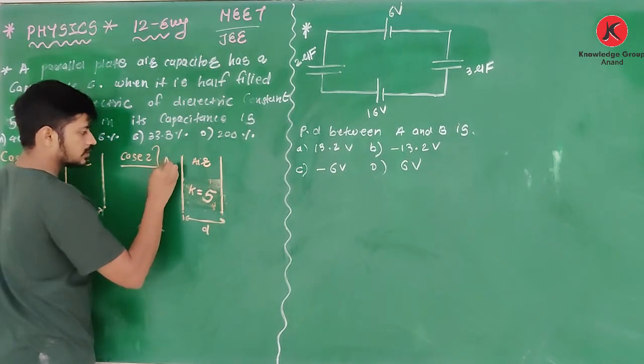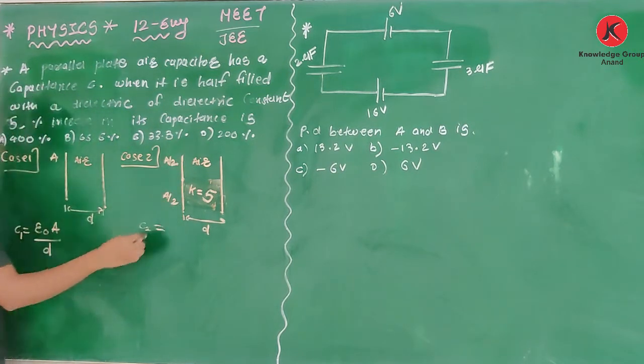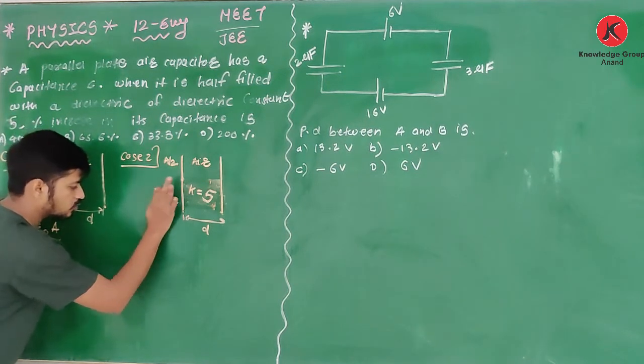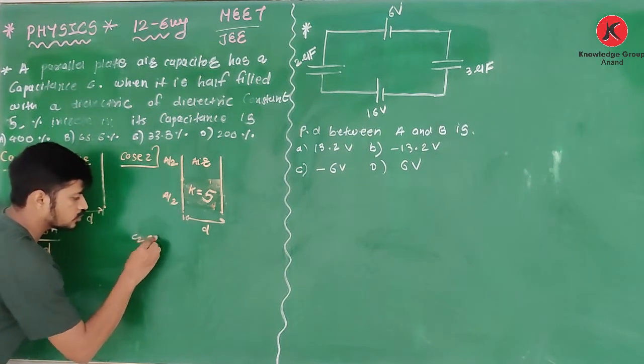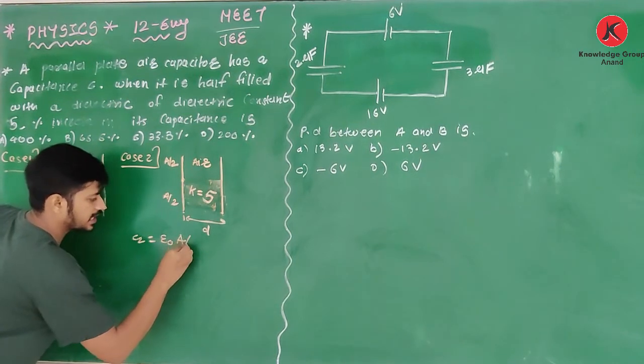Half filled means it will be A by 2, and also for this capacitor it will be A by 2. Then how to write C2? C2 is equal to, for the air part, epsilon 0 A by 2.